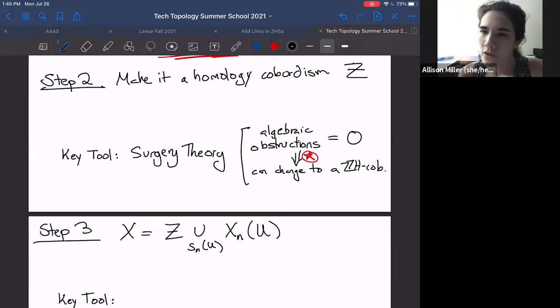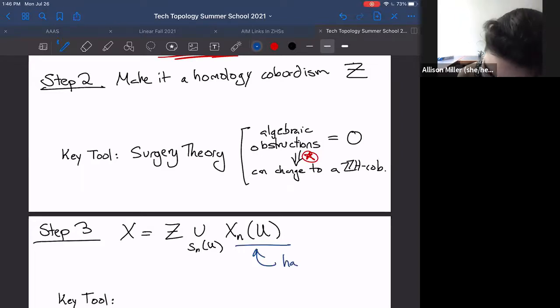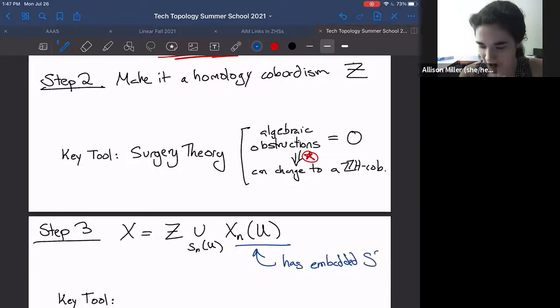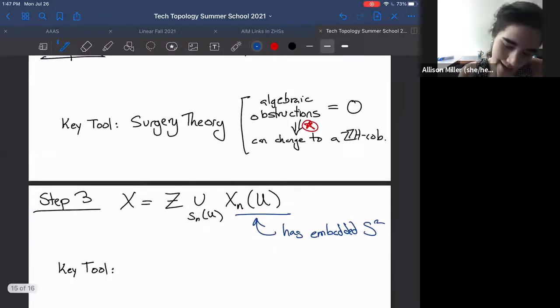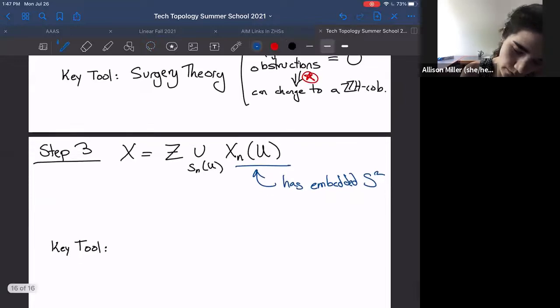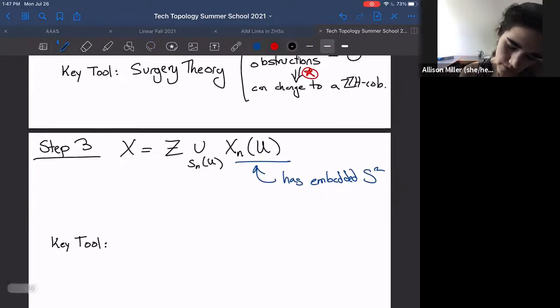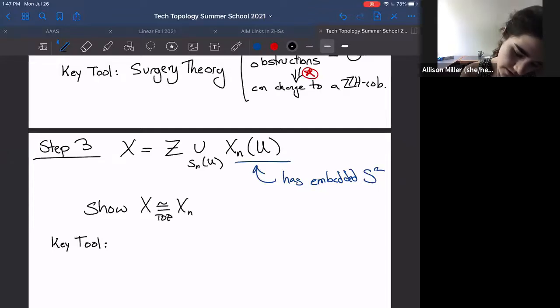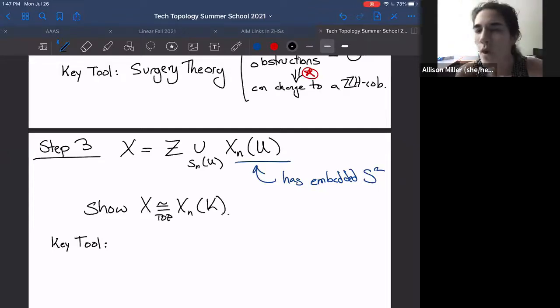So why are we doing this? Well, we're doing this because the N trace of the unknot certainly has a nice embedded two-sphere generating second homology. And so if we can recognize X as being homeomorphic to the N trace, then we're done. We've won. We've found a topologically embedded two-sphere sitting inside our N trace.